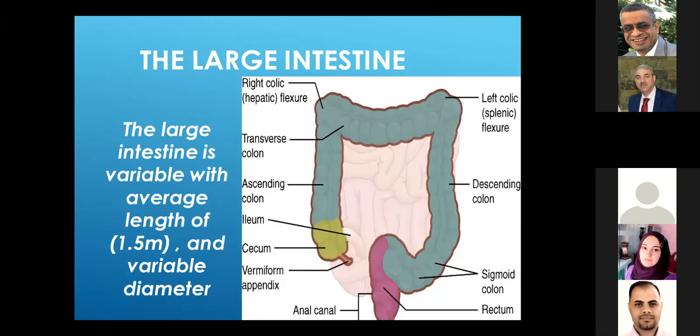Now we'll talk about the large intestine. The large intestine is variable in length, with an average length of 1.5 meters, and variable in diameter, with the largest diameter in the cecum, about 9 cm, and the transverse colon, 5 cm. This is part of the large bowel, which is the cecum, and the appendix opens in the posteromedial wall. Ascending colon, hepatic flexure, transverse colon, splenic flexure, descending colon, sigmoid, rectum, and anus.